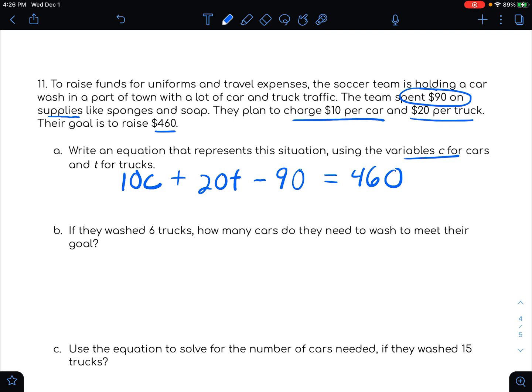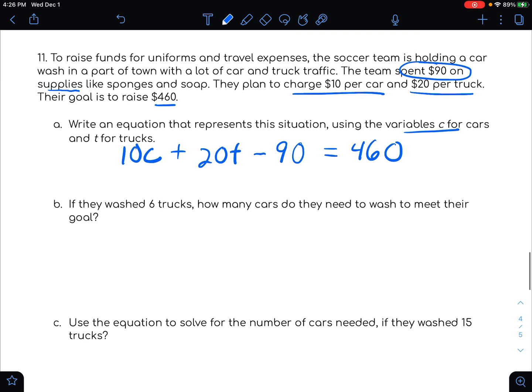So a little twist to that. They're getting the money for the cars and the trucks. They already spent $90. We're going to have to subtract that off from that total because we already spent it. It's like you're starting at $90 in the hole. You're starting at negative 90. And they're going to save up for a total of $460.